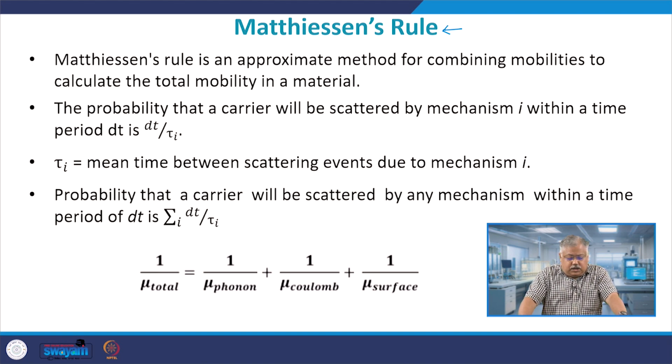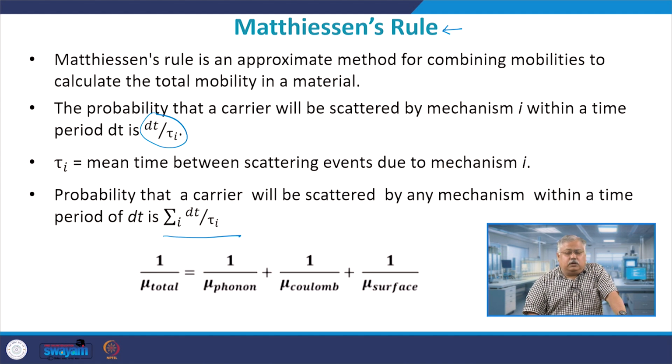Now, we define the probability that a carrier will be scattered by a mechanism i, which can be any of the 3, within a time period dt as dt by tau i. Here, tau i is the mean time between scattering events due to this mechanism. Now, the probability that the carrier will be scattered by any mechanism within the time dt is the summation over i of dt by tau i, where tau i is the mean time between scattering events due to the mechanism: phonon, Coulomb or surface roughness.